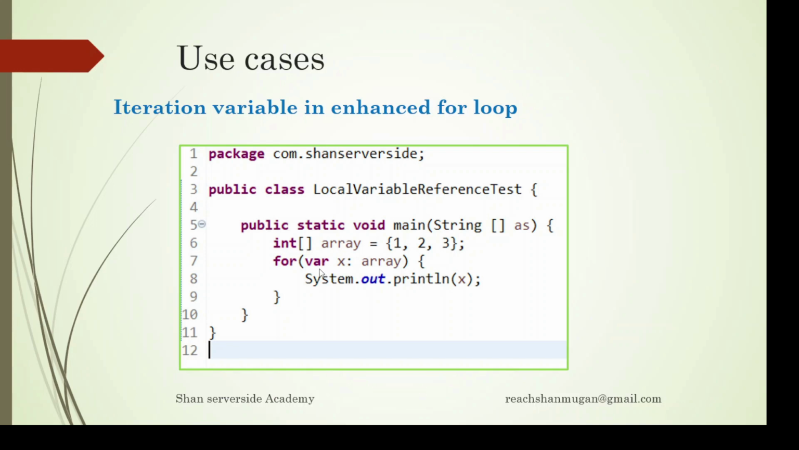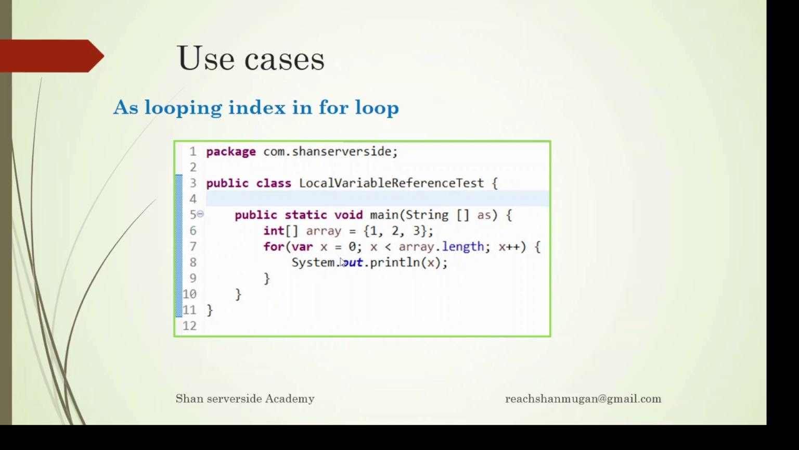Now let's look into the next use case. You can use it in the looping index also, like in line number 7. For the looping index variable x, you need not declare it as an int. You can mention it as var. Based on the value on the right hand side, the compiler will appropriately put a data type.